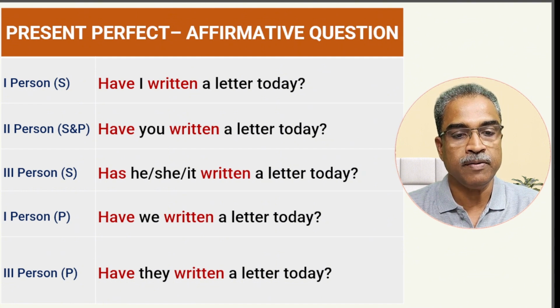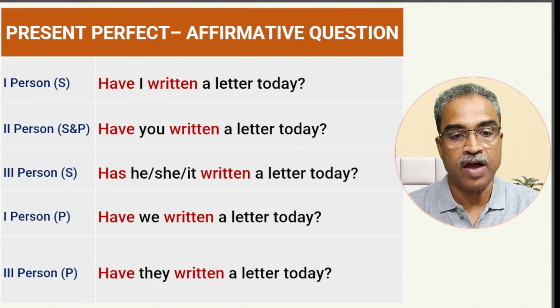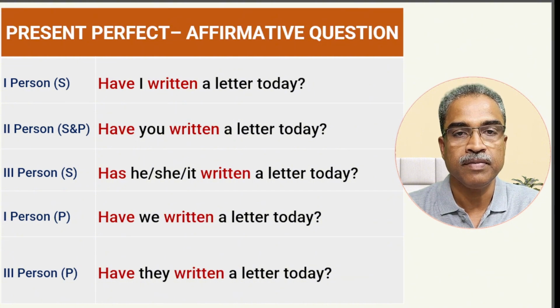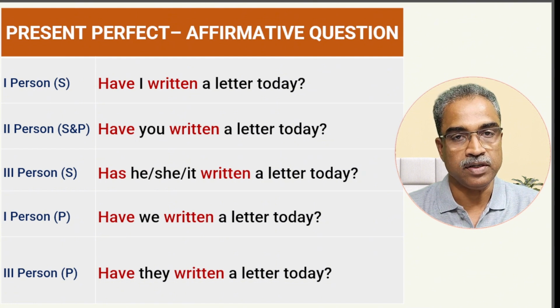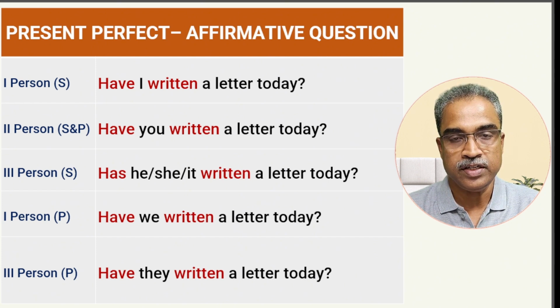So first person singular, we have: Have I written a letter today? The statement would be, I have written. Now the question will be, have I? Have I written a letter today? And in the second person, you have written is the statement. The affirmative question will be, have you written? Have you written a letter today? And third person singular, he, she, it has written. And naturally, the question format will be, has he, has she, has it written a letter today?